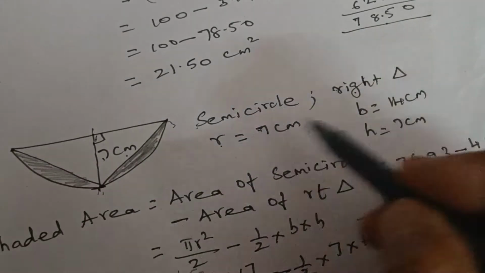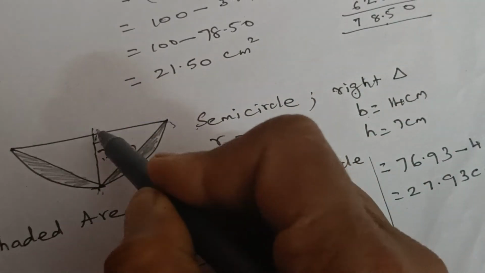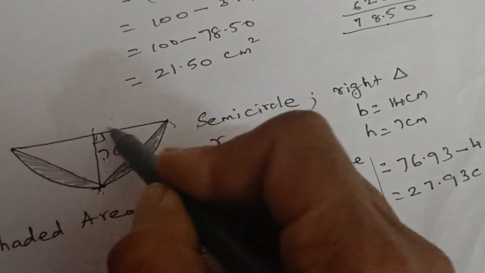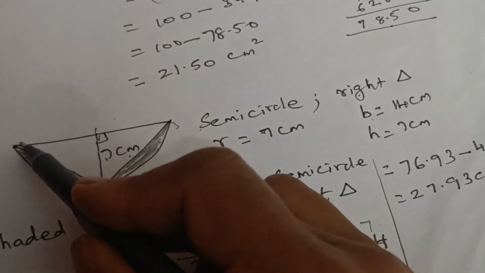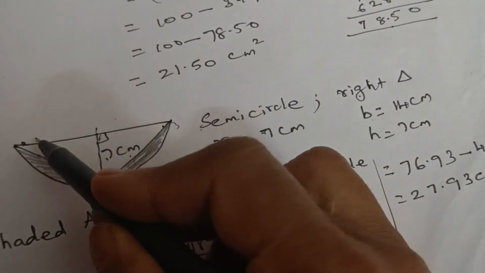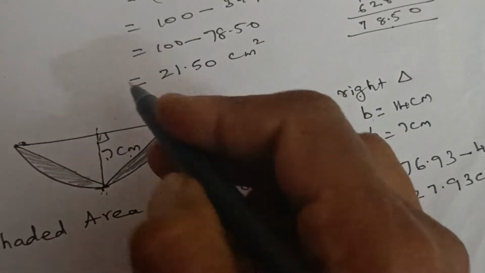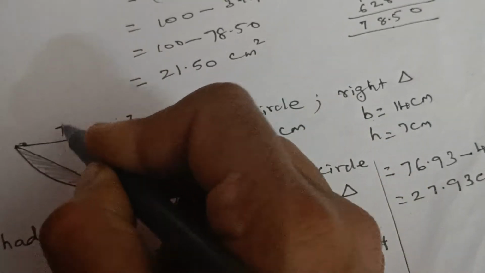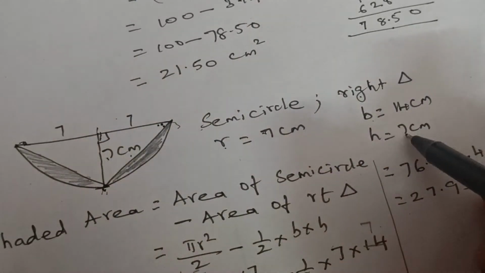And what is it given? Because it is mentioned here 90 degrees. So the base is 14. What is this? This is the radius. This is 7, means the base of the triangle. This is the base of the triangle, the diameter of the semicircle becomes the base for the triangle. And the base is how much? If this is 7, this is also 7, this is also 7. So the base is 14 centimeter and height of the triangle is 7 centimeter.